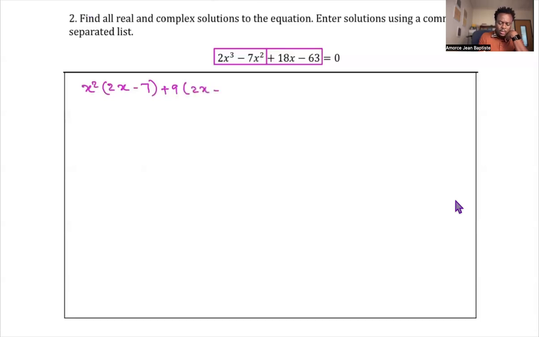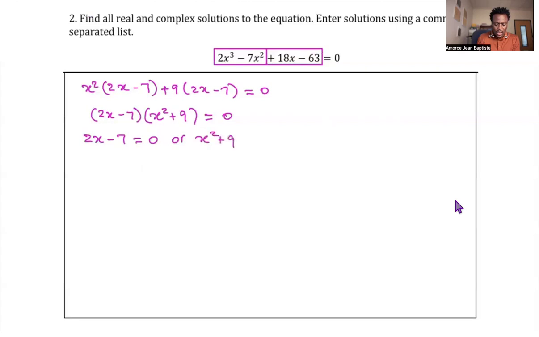2x minus 7 equals 0. Then when we factor the 2x minus 7 out, it will be 2x minus 7 times x squared plus 9 equals 0. Then now we are at this point where you can use the zero product principle. 2x minus 7 equals 0, or x squared plus 9 equals 0. Let's add 7 on both sides. 2x equals 7. We can divide by 2 to isolate x. Get x equals 7 over 2.